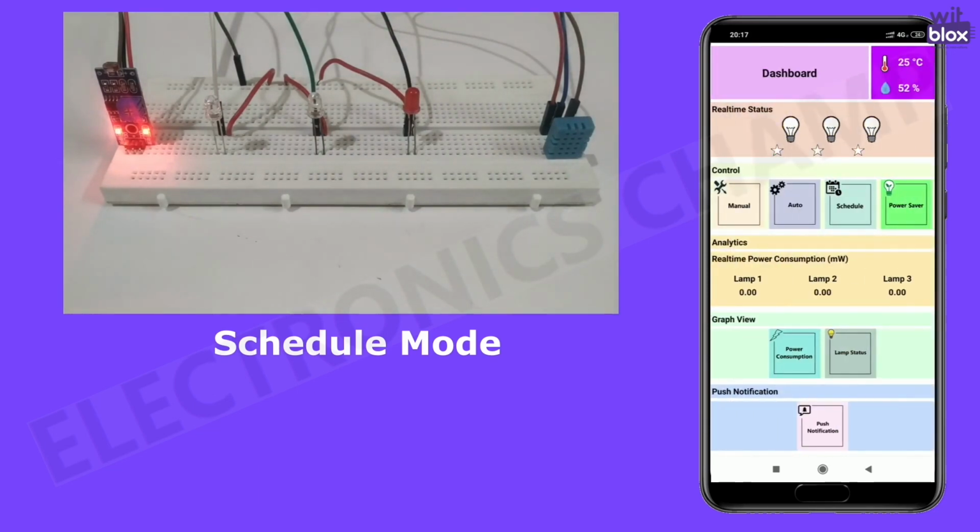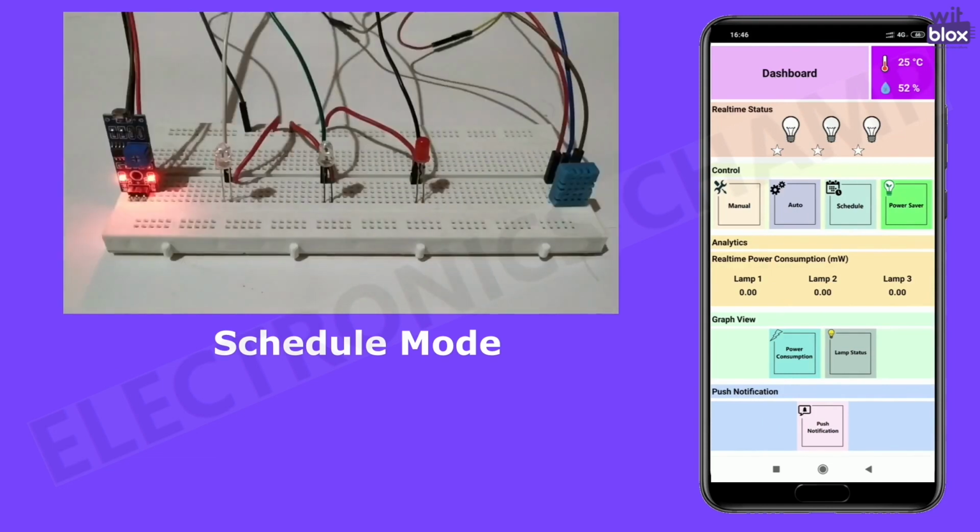Now, let's look at the most interesting feature of this solution, the power saver mode. When the power saver mode is enabled, the respective lamps consume significantly less power. This is an energy efficient feature where the lamps continue to glow but consume lower power. Now, let's look at the working of the power saver mode.